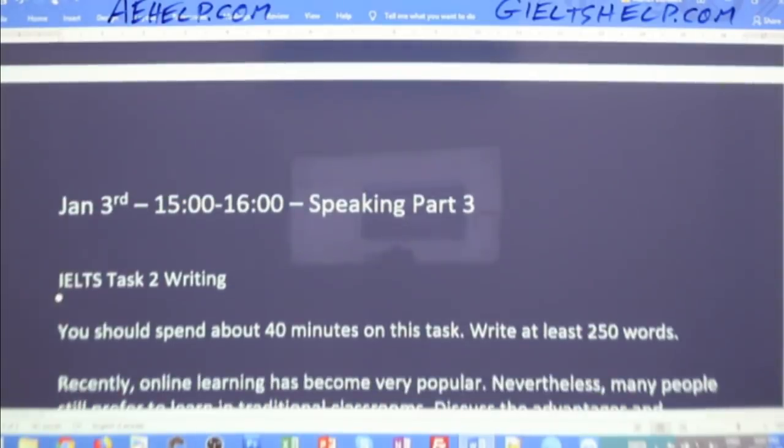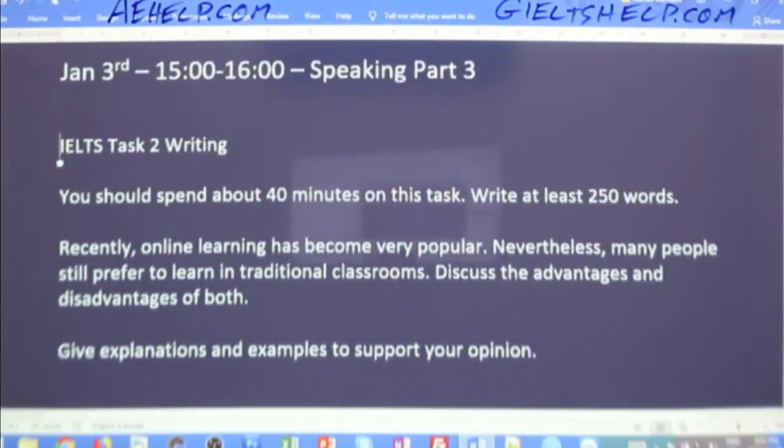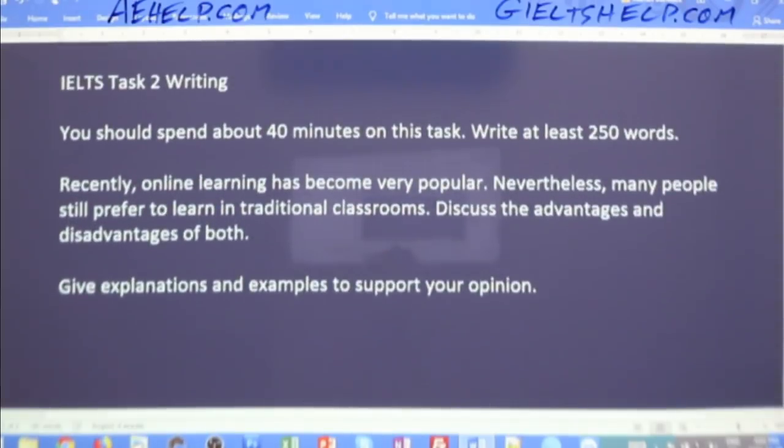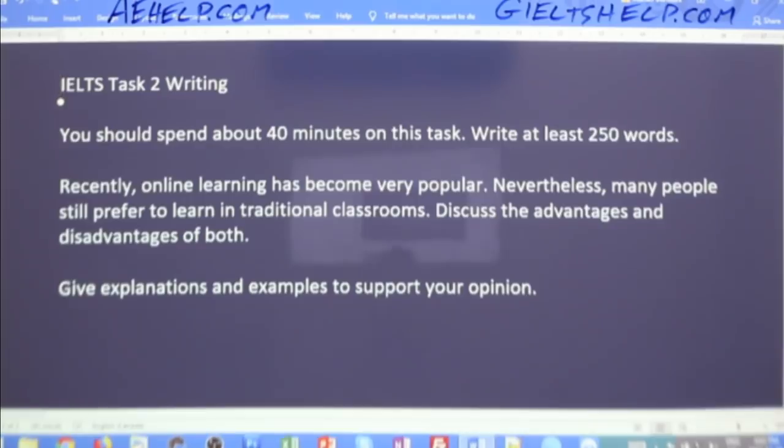All right. So let's take a look at today's IELTS Task 2 question. So IELTS Task 2 writing. I'm using a little bit of a smaller font so I can fit more on the screen. If it's too small, let me know. I can increase the size, but I'm trying to always adjust and figure out the best approach to the class. So let me know.